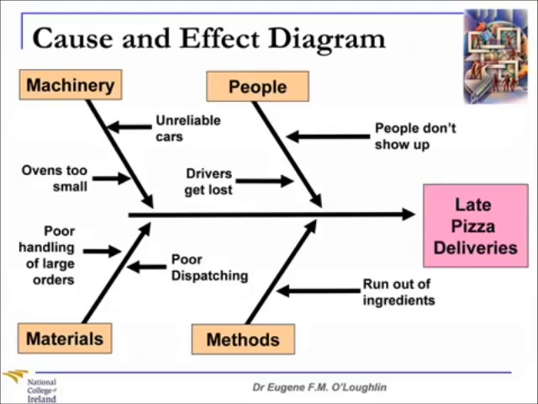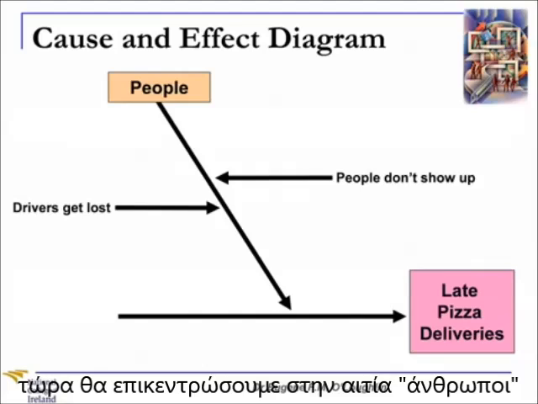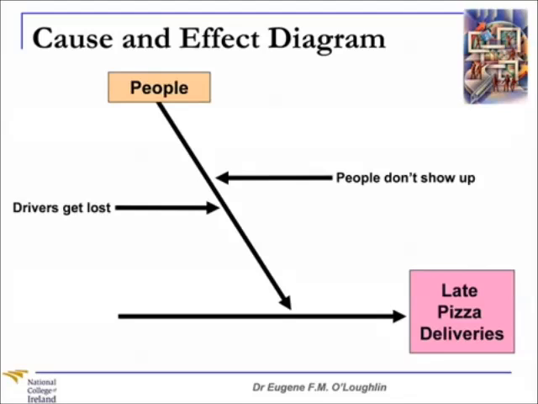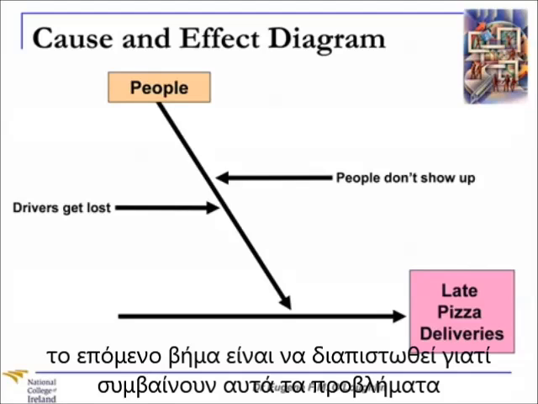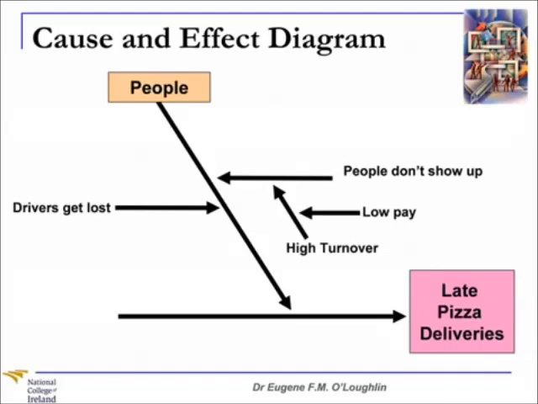And what I'm going to do now is concentrate on one arm of this diagram, the people category. And I've spread this out a little bit more, and I've hidden the other parts of the diagram just to make this more visible on the video. And I've got my two possible main causes, drivers get lost and people don't show up, listed here. And what I want to do now is ask, why is each of those problems caused? And what's causing, for example, people not to show up, or what's causing drivers getting lost?